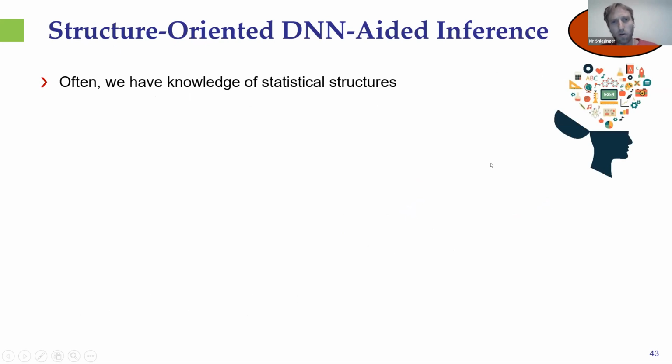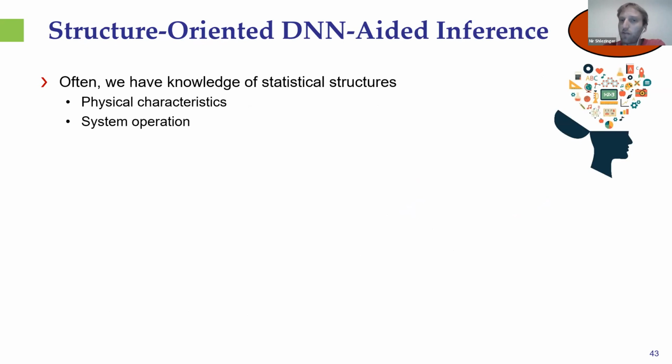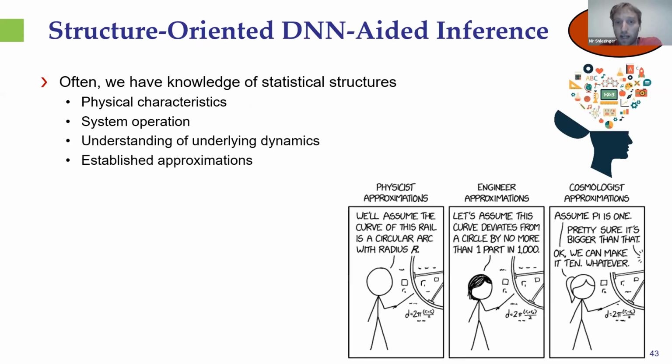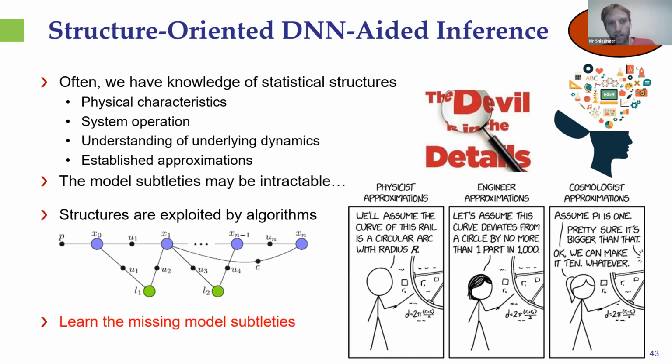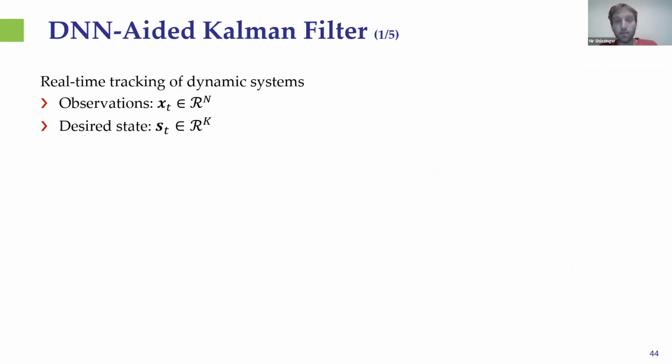Now, I will elaborate more on what we call structure-oriented, which deals with problems where you do have good statistical structures. They can be obtained from physical characteristics, from system operation, from your understanding, from approximations, though different disciplines have different levels of approximations. But they do allow you to get a good characterization: you have relatively good partial domain knowledge, but there are details which are missing, and the devil is always in the details. But you do have structures in advance, and those structures can be exploited, which allows you to learn the missing model subtleties. Now, this is not a very systematic methodology, so I'm going to show two examples here. One example is the Kalman filter.